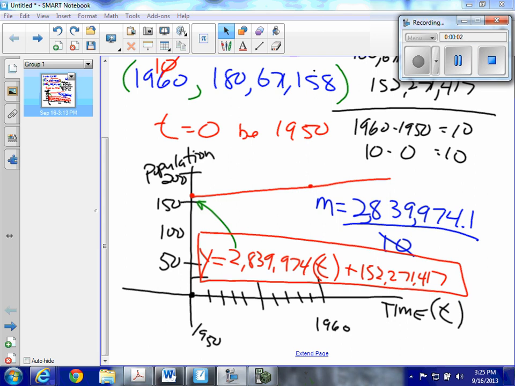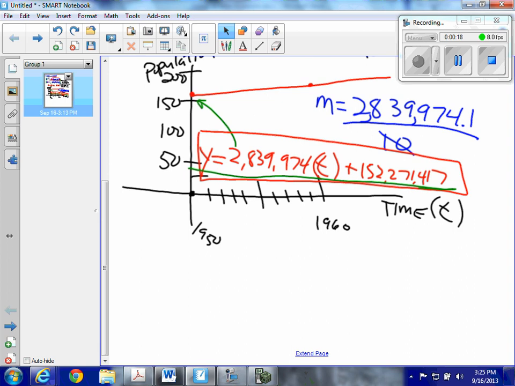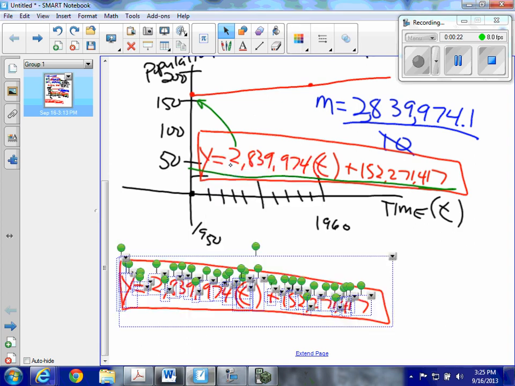Let's continue on with the same population problem and do number 26. This is my equation right there of the linear model for the population between 1950 and 1960. I'm going to just repaste that right down here.